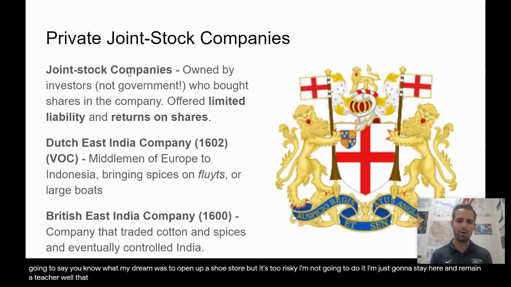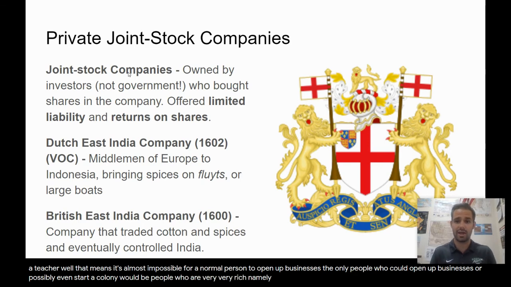Well, that means it's almost impossible for a normal person to open up businesses. The only people who could open up businesses or possibly even start a colony would be people who are very, very rich, namely kings and queens. That would really be about it. Your common everyday person can't do that.